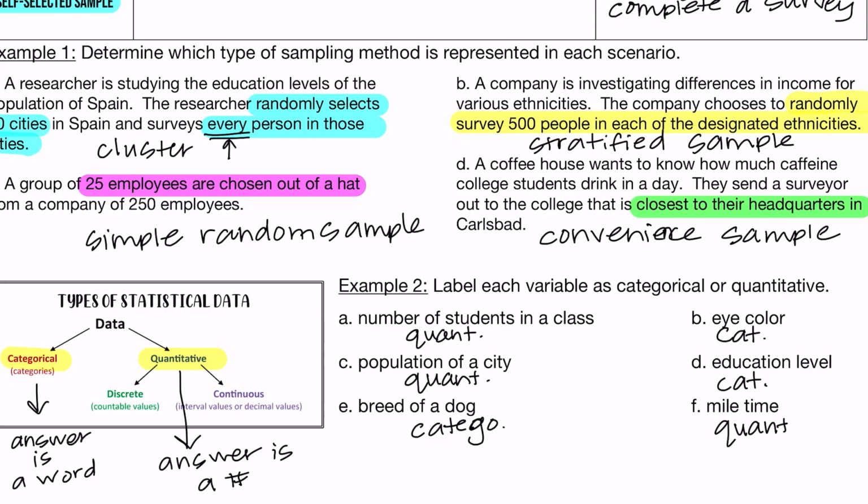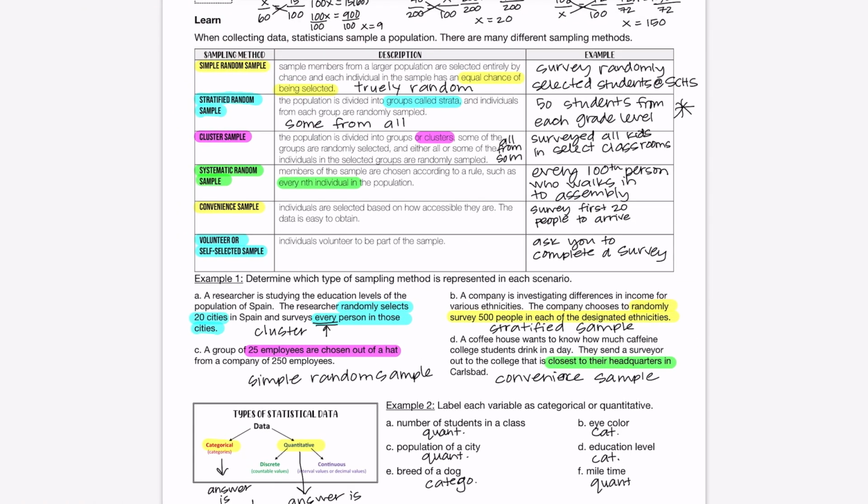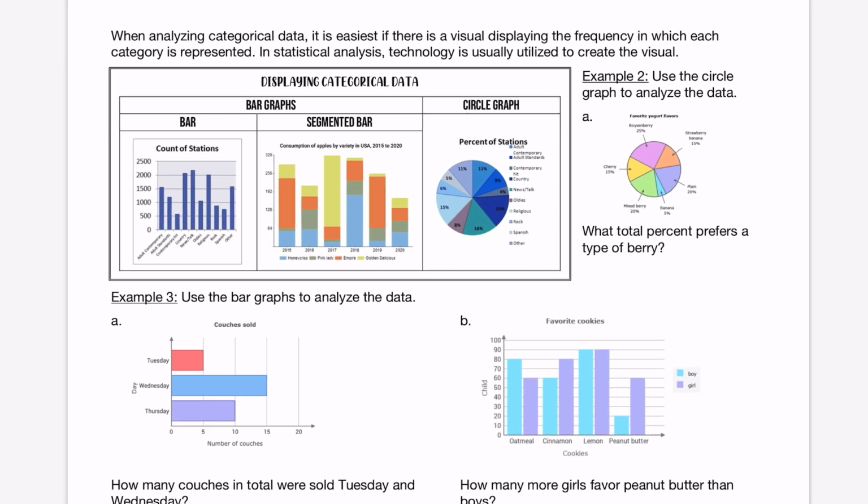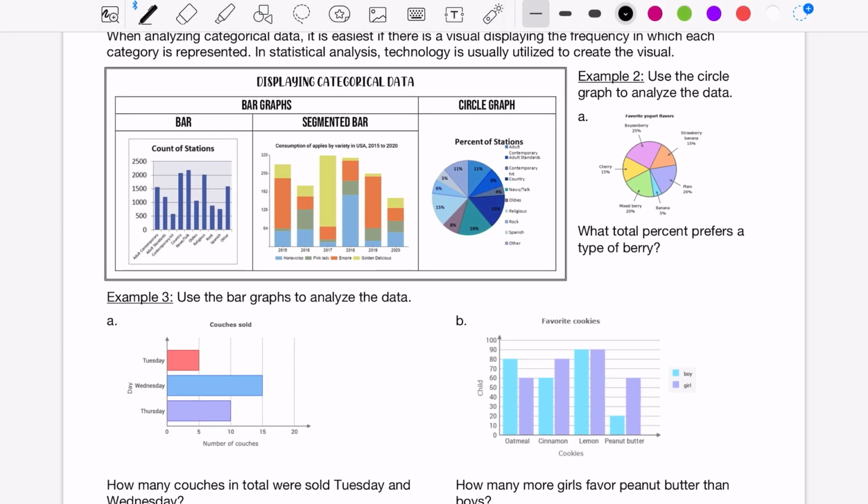Okay, so now we're going to flip it over to the back side. And we are looking at analyzing categorical data. And to analyze categorical data, you end up using either a bar graph, a segmented bar graph, or a circle graph, or a pie graph.